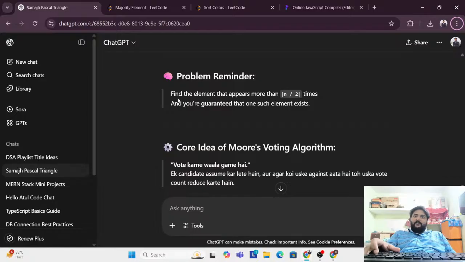So yeah. Find the element that appears more than n by 2 times, and you are guaranteed that one such element exists.